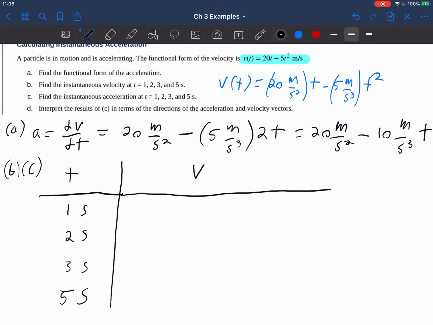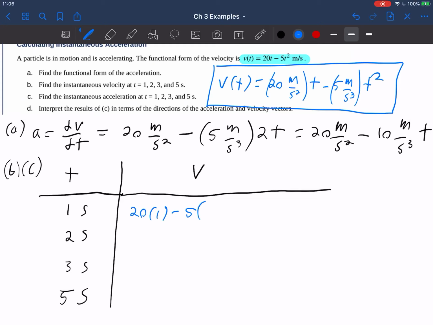Well, again, I have an equation for the velocity at every moment in time. So to find the velocity, I just have to plug in my 1 second. So I have, and I'll just drop the units here just to make this table a little bit more readable, 20 times 1 second minus 5 times 1 second squared. So 20 minus 5 is equal to 15 meters per second.